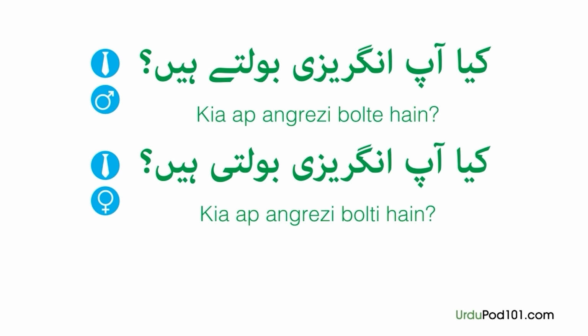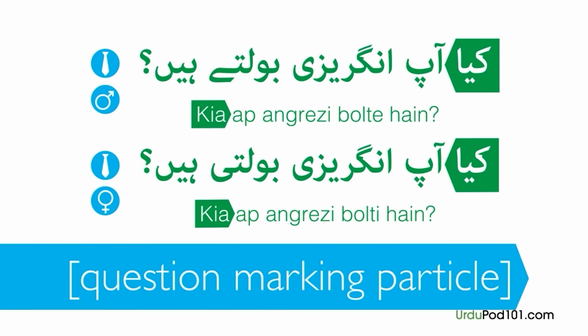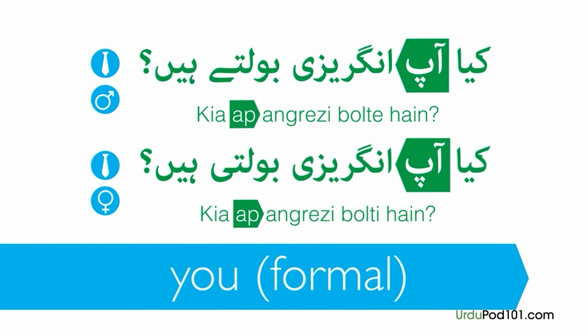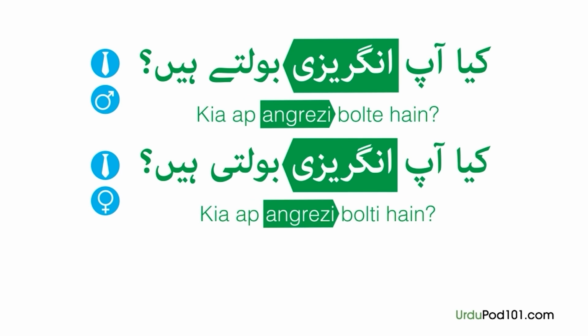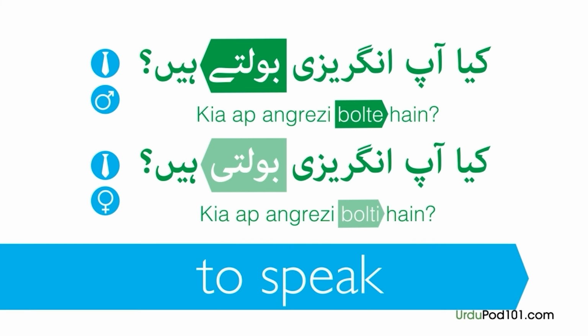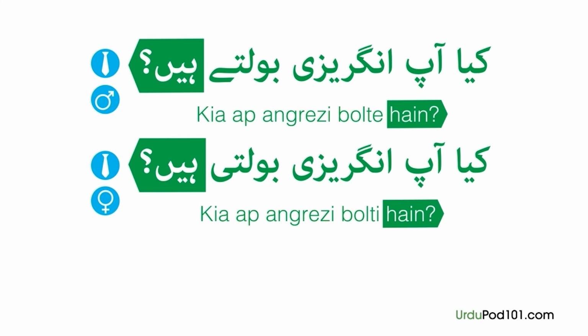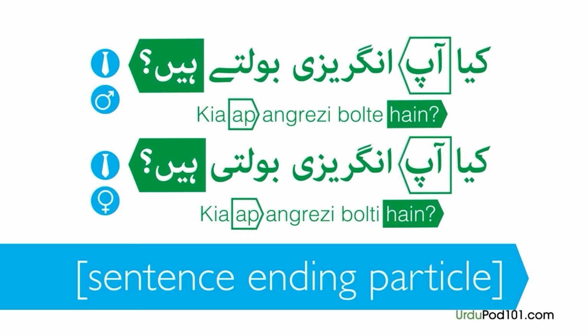Let's have a closer look. First, we have kya, a question marker which comes at the beginning of the sentence. Next is aap. This is the respectful word for you and is used in formal situations. You should always use it with people you don't know or with elders. Next, we have angrezi, which means English. Next is the verb bolte, meaning to speak. It is used when the subject is masculine. We use bolti when the subject is feminine. And finally, we have hain. Hain is a sentence ending particle used with aap.